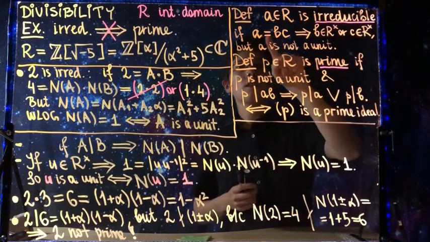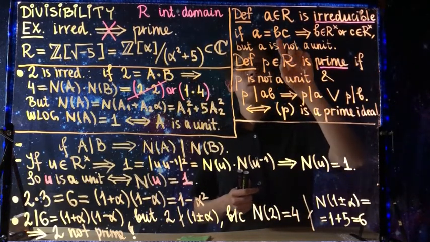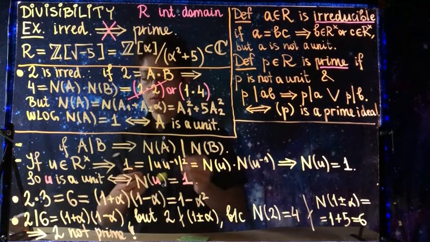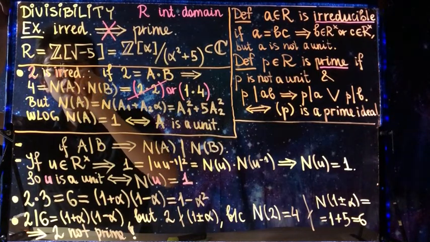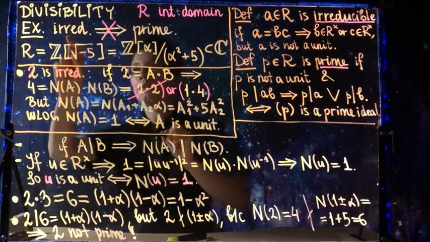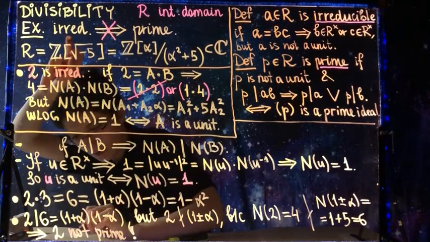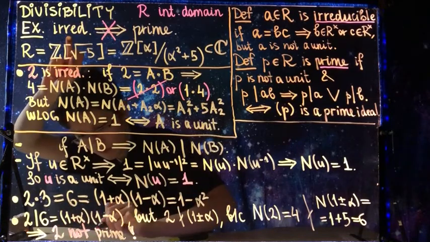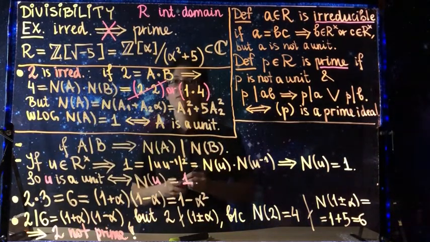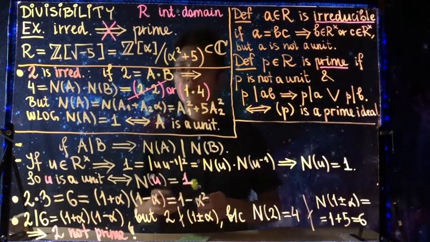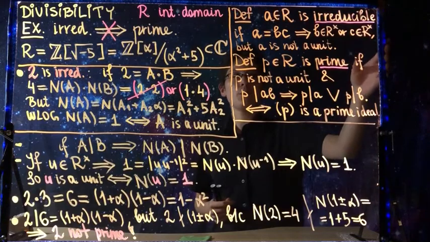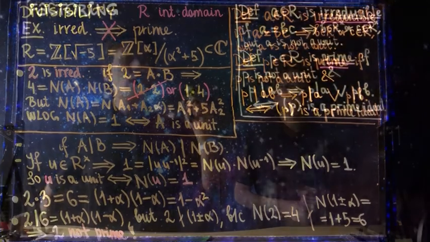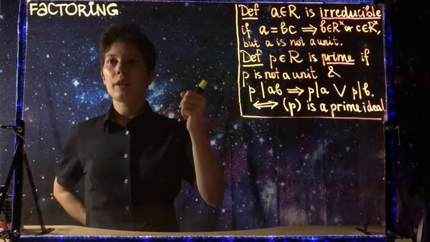So we proved that in this decomposition, A equal to BC, one of the factors was a unit. And we got an element 2, which is irreducible, but not prime. So in general, we should be really careful about distinguishing irreducible elements from prime elements. We have just seen an example when an irreducible element was not prime.